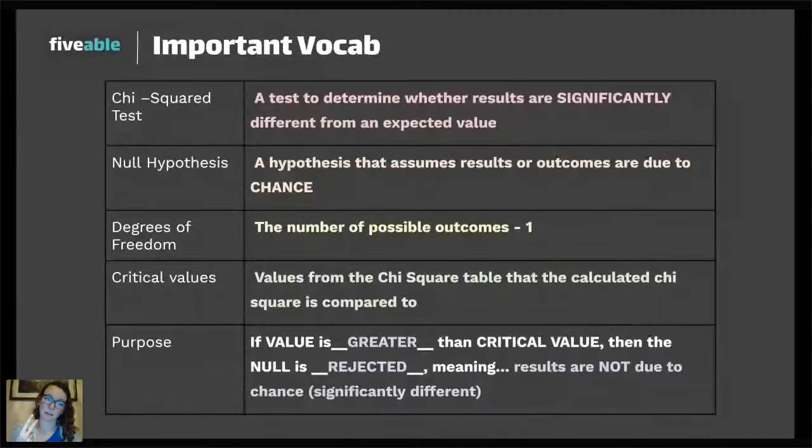Okay? 3 minus 1. So that's how we find degrees of freedom, and you'll need to do that in order to locate the correct column to use on this critical value table. All of this is a lot. I should have warned you. All of these definitions are a lot.